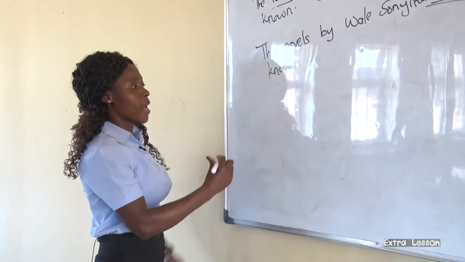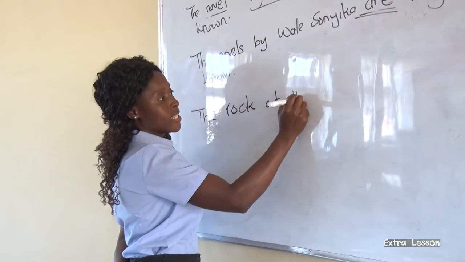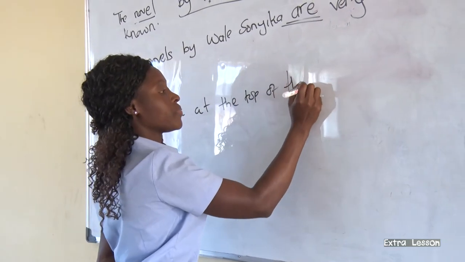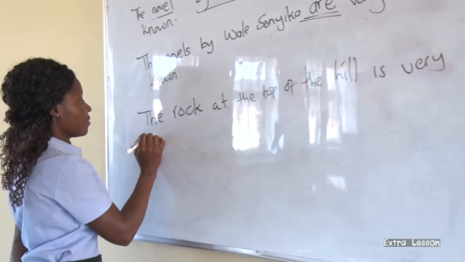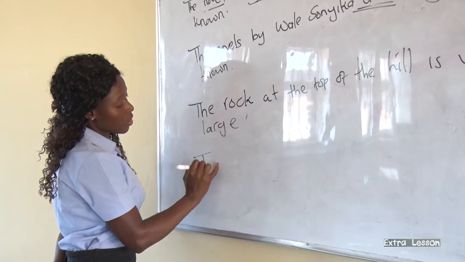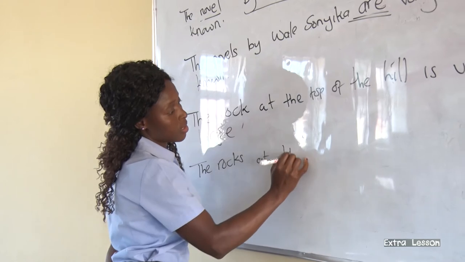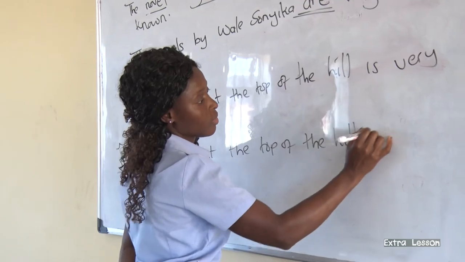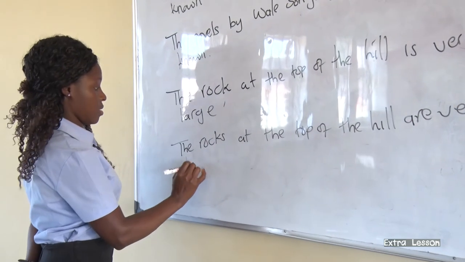We can use another example. The rock at the top of the hill is very large. The rocks at the top of the hill are very large.